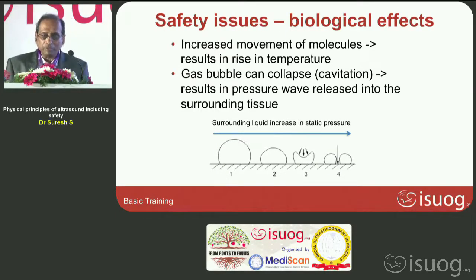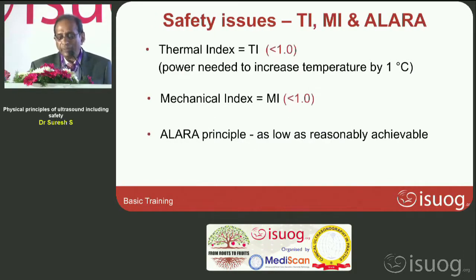Lastly, we'll talk about safety issues and biological effect. When sound insonates a tissue, the tissue particles are vibrating, and this vibration causes a rise in temperature. Then they can cause some gas bubbles, and the gas bubbles can collapse, which is called the cavitation effect, and this results from the pressure wave released into the surrounding tissue. So there's an increase in the pressure, there's cavitation, there is also a rise in temperature. This rise in temperature is what worries us a lot.